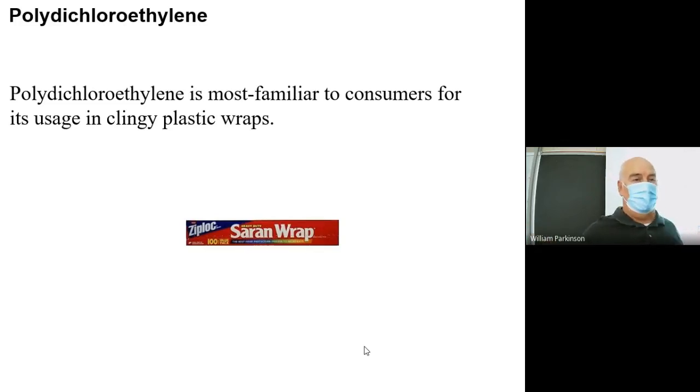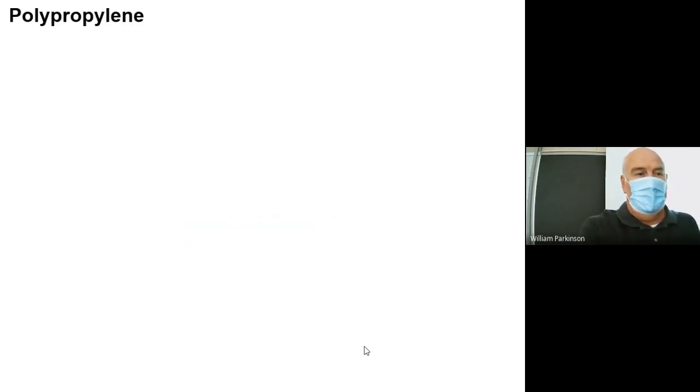Saran is polydichloroethylene, and it doesn't have to come in the sheets that you see it in, but it's particularly useful when you spread it out into these thin sheets because it's transparent. You can see through it and put it over the top of a bowl, and it stretches really nice, and it actually grips really nice. So we've all seen the characteristics of this, and we all get the practical utility of this as well.